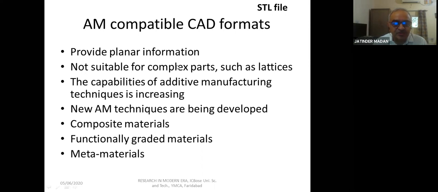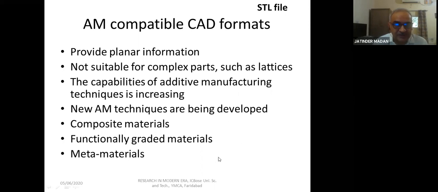So it is not suitable for complex parts. Sometimes you want some kind of lattices, you want to keep some area open, and that is not very comfortable in a conventional STL file. Then the capabilities of additive manufacturing techniques are increasing day by day, with multi-materials and complexity of the materials, which is not very easy to do with a normal STL file. So new AM techniques are being developed, where you can print materials which have more capabilities, okay, multi-materials, meta materials.